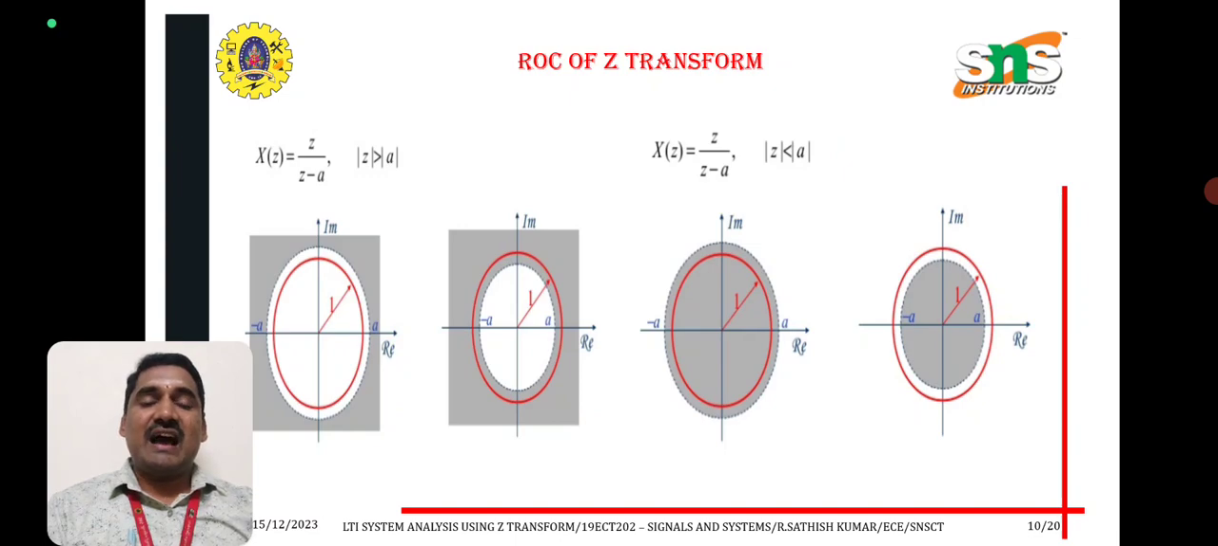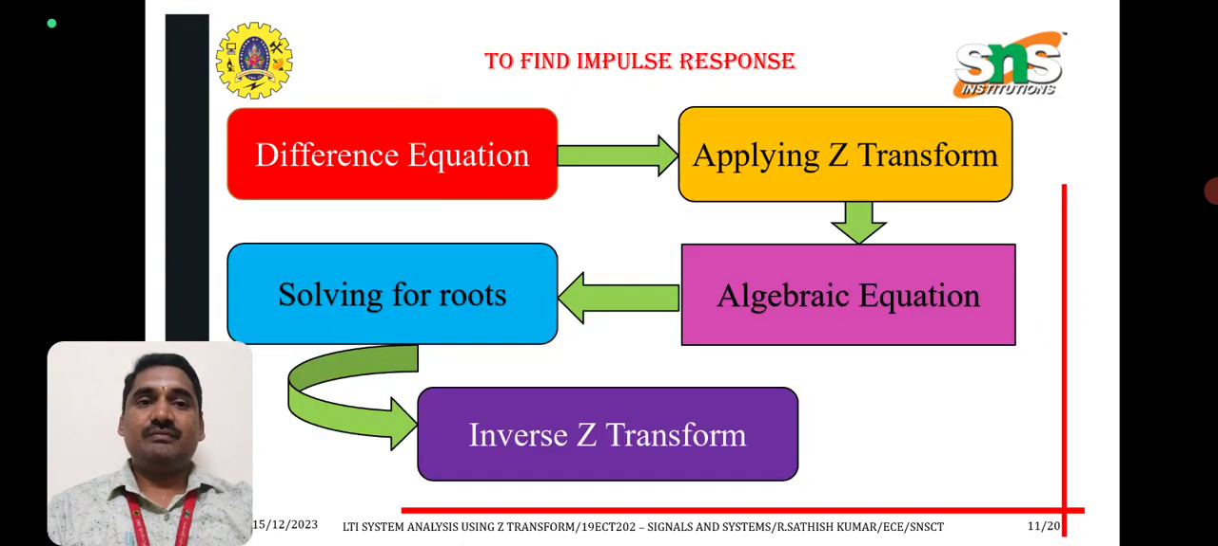Next is the ROC of the Z transform. X of z is equal to z divided by z minus a, which represents that the modulus of z should be greater than a. When we give a real part and imaginary part, a can be drawn as a circle, and the outside of the circle will be shaded. When x of z is equal to z divided by z minus a, the modulus of z should be less than a. The a can be indicated by an arrow mark, and the inner portion of the circle will be shaded.